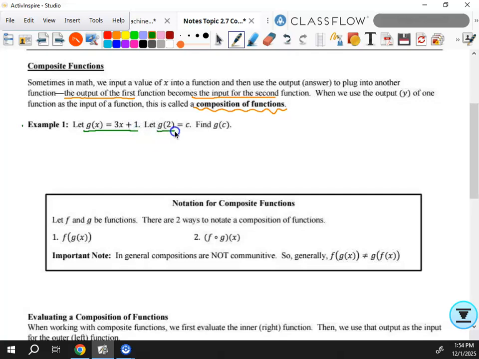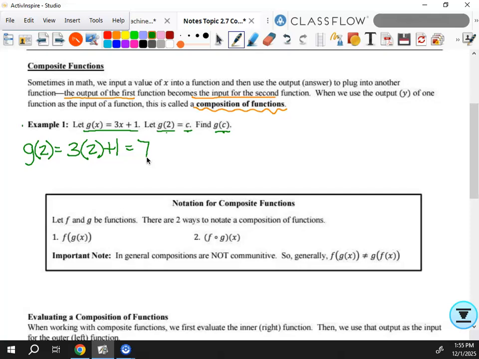Then it says let g of 2 equal c, and we want to find g of c. Well, if I need to find g of c, I need to know what c is. And I know what c is. c is g of 2. So I'm going to start by finding g of 2. That's going to be 3 times 2 plus 1. So that'll be 7, right? None of the computations you have to do are going to be crazy difficult, because we're not trying to figure out if you can add, subtract, multiply, and divide. It's just, do you understand how all this stuff works together?